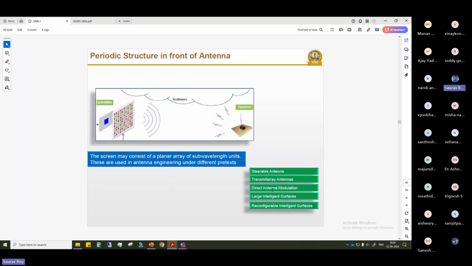So it has even different names. People even call it direct antenna modulation or directional modulation. Those are different terminologies in our microwave domain.